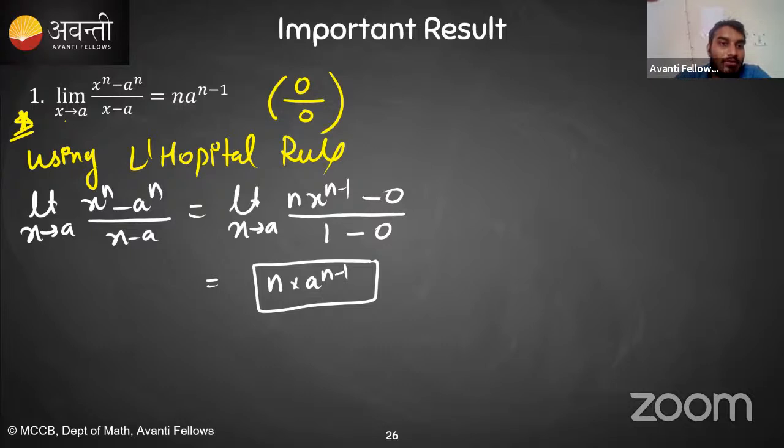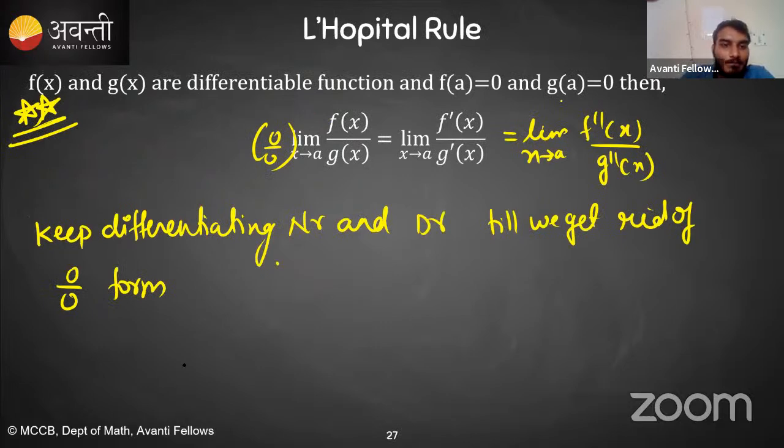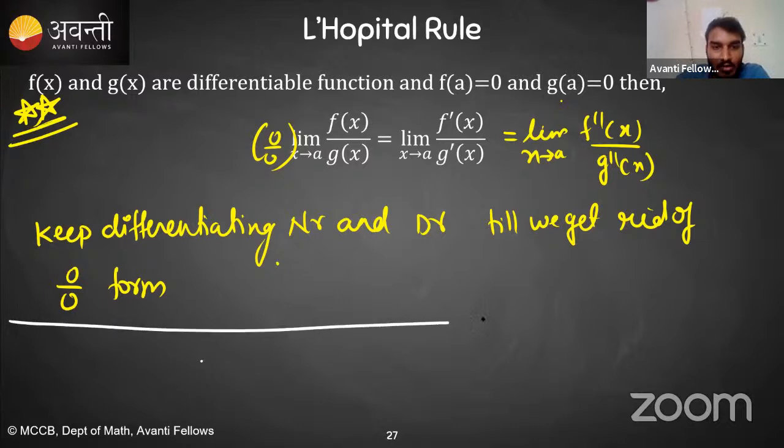So L'Hopital rule is only for the 0 by 0 form, but we can extend the L'Hopital rule to apply in the infinity upon infinity form also. We can apply the L'Hopital rule in the infinity upon infinity form. Why? I'll tell you the reason for it also. Everybody please focus here.